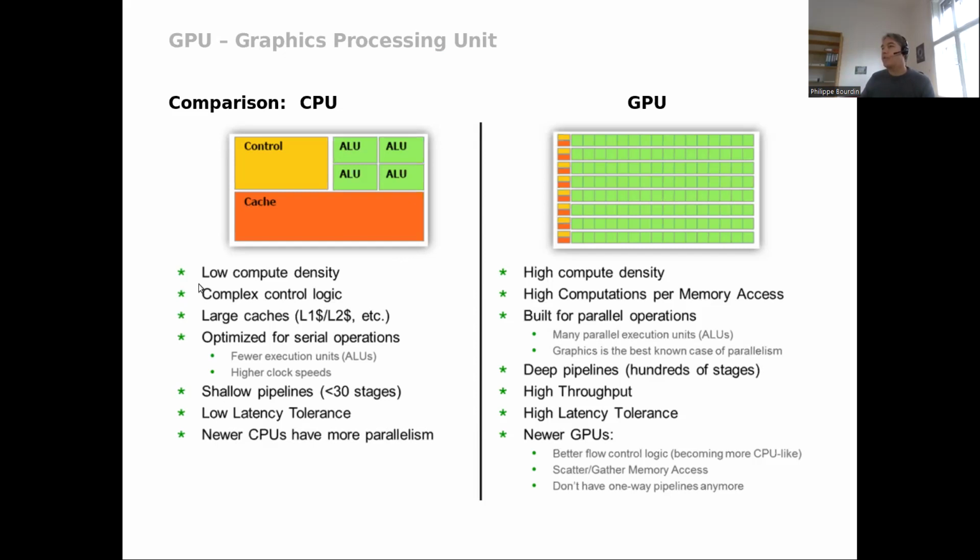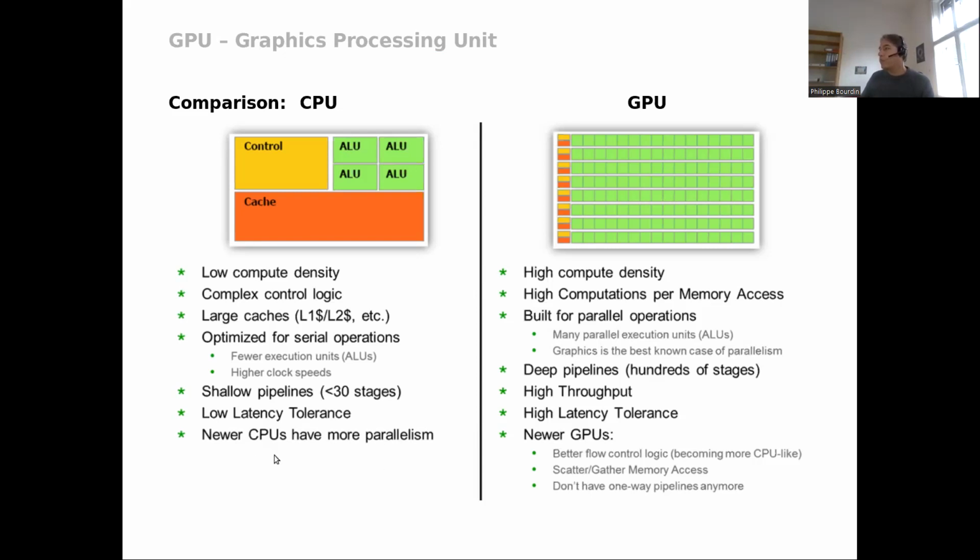So you have a low compute density, so only a fraction of the space is used for the actual computation. You have large cache sizes, and this is optimized for serial operations, like you have a few executions of the arithmetic logic units. You have high clock speeds, so these run at 3 gigahertz, for example, and usually you are not very tolerant to latencies. So if one of these units is operating and calculating something and the other units are waiting, then you lose efficiency very quickly. So the efficiency is not good when only one of the cores is waiting or calculating.